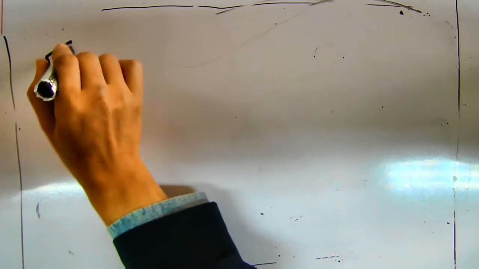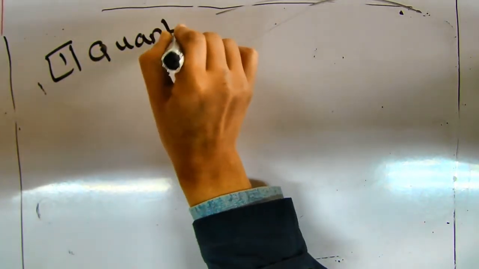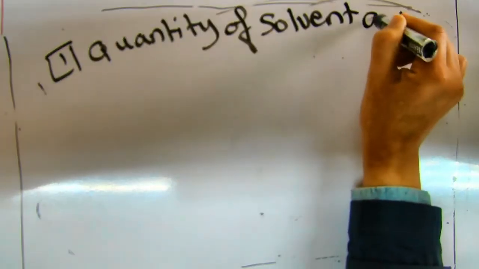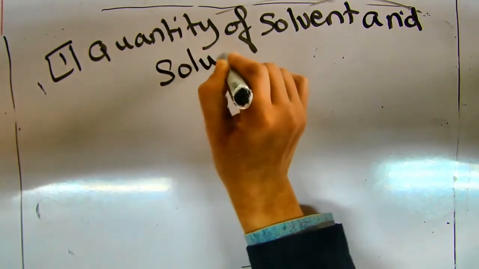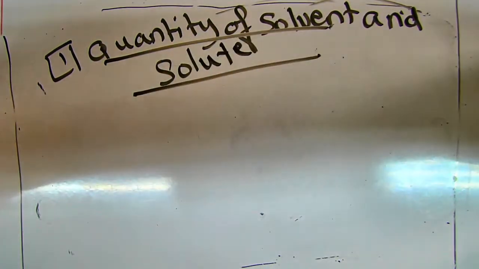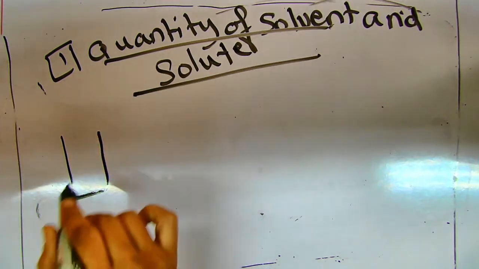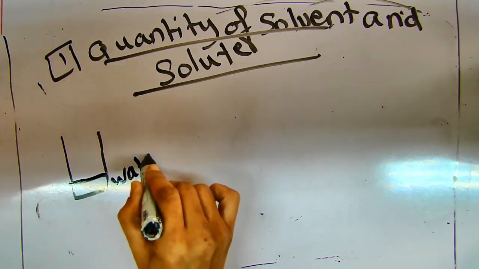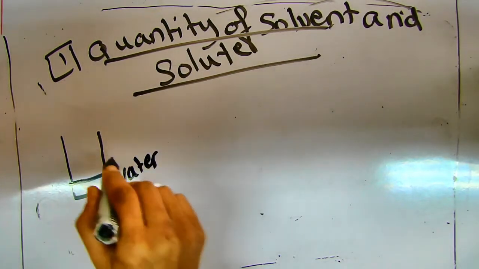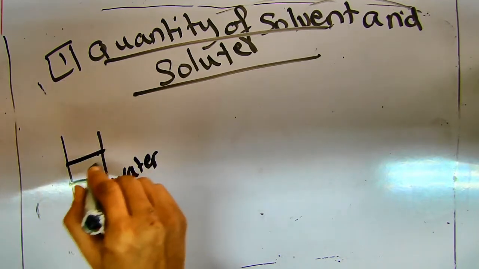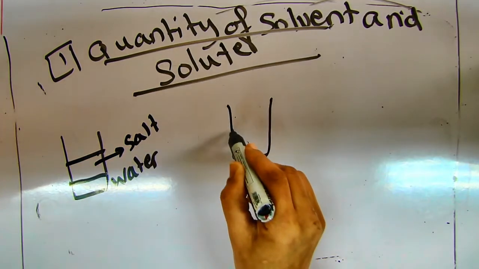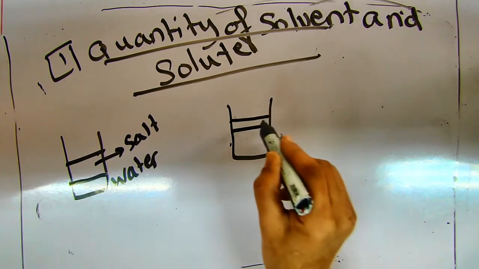We are going to start with the quantity of solvent and solid. I have two beakers. One beaker has a small amount of water and a large amount of salt. On the other hand, the opposite: a large amount of water and a small amount of salt.